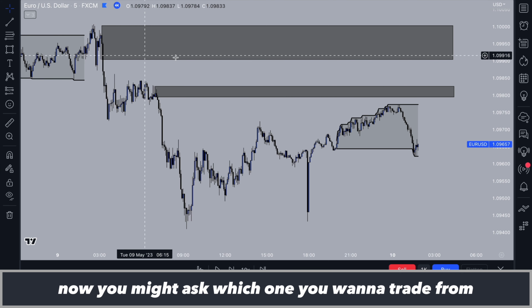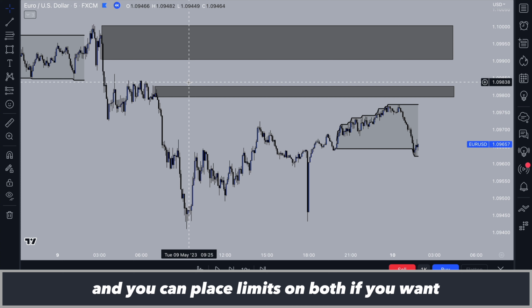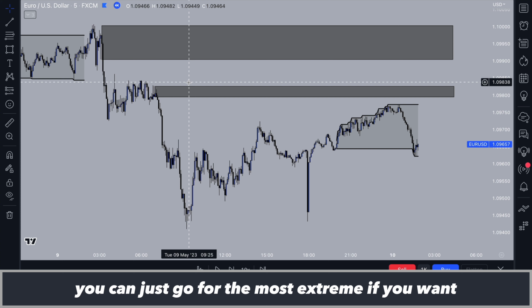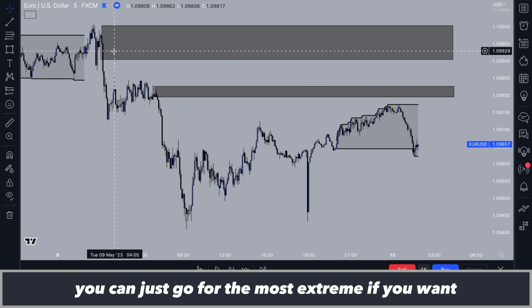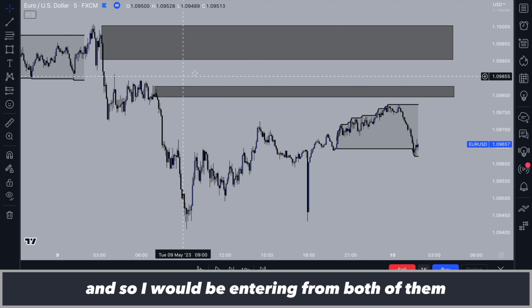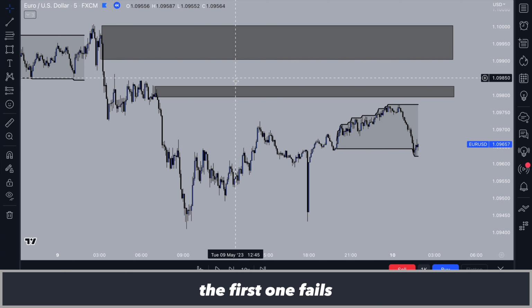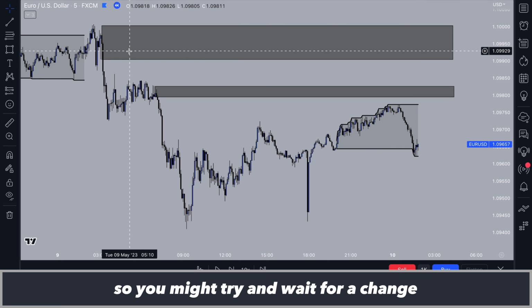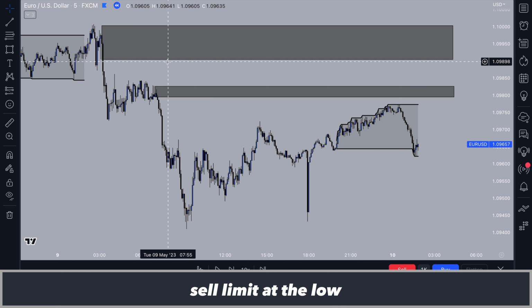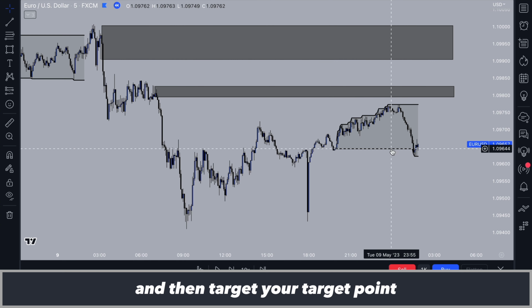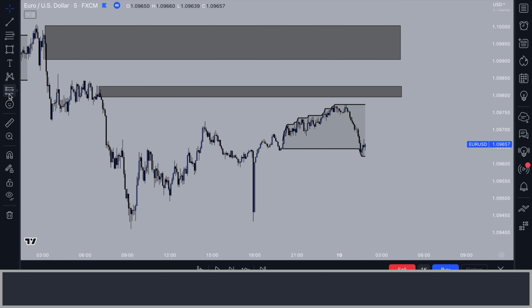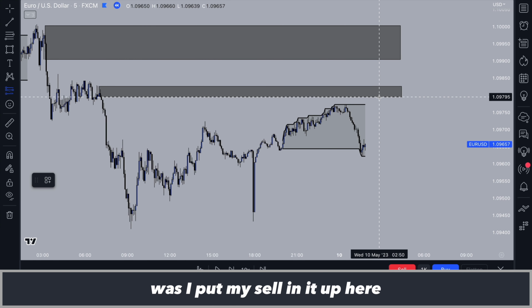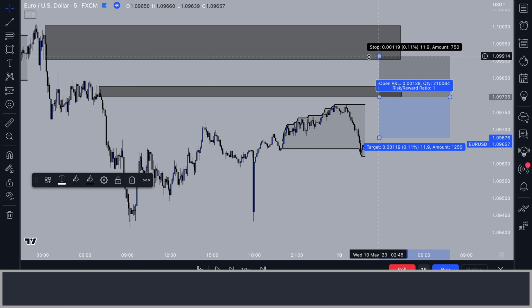Now you might ask which one you want to trade from, and you can place limits on both if you want. You can just go for the most extreme if you want. But for me, they're both valid, and so I would be entering from both of them. If the first one fails, you can look to get an entry on the second one. It's quite a big zone, so you might try and wait for a change of character in 1 minute maybe. But just to keep things simple, sell limit at the low, stops at the high, and then target your target point.